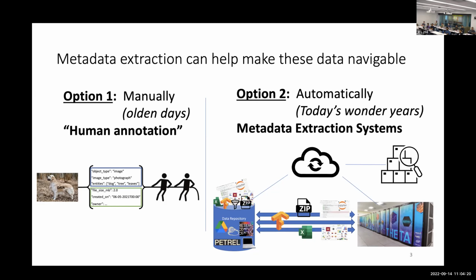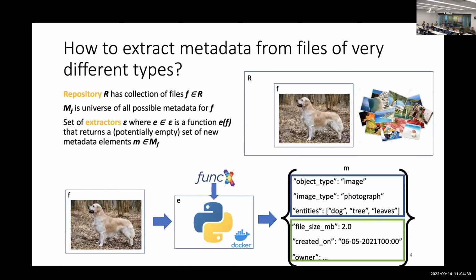There's a whole bunch of these that are used in practice, but the idea is you have this centralized system that's thinking about where the data are, these compute resources as to where we can extract this metadata information automatically, and then also some sort of search interface that you can use to search over these data. And so how do you extract metadata from files of very different types?